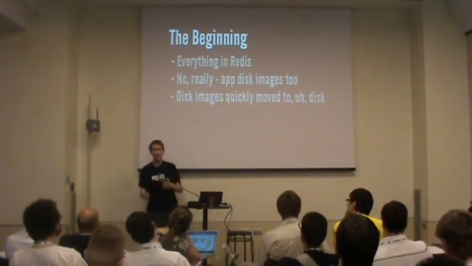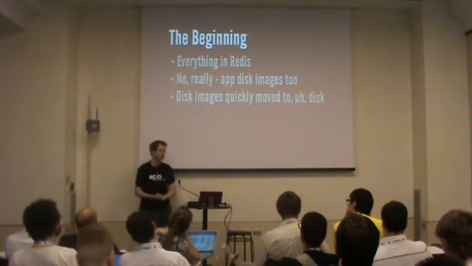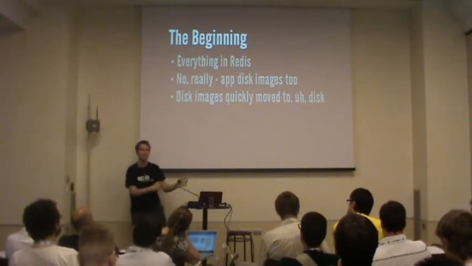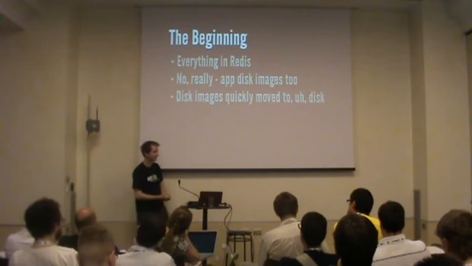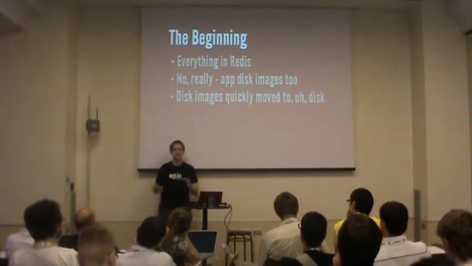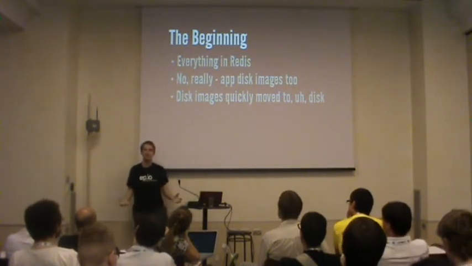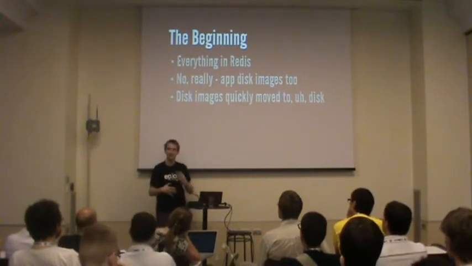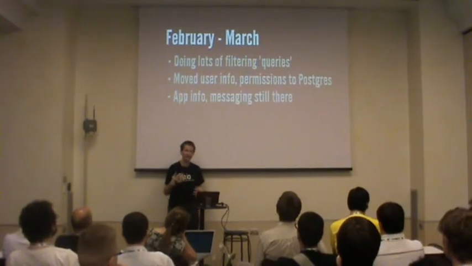At the beginning, I'm talking about December last year, we put everything in Redis. This includes the 20 megabyte disk images. They went in Redis. It was a massive store for everything you put in there. We quickly moved the disk images to disk because it turns out storing 20 megabytes in a database is not a good idea. And a lot of other things have moved out since.